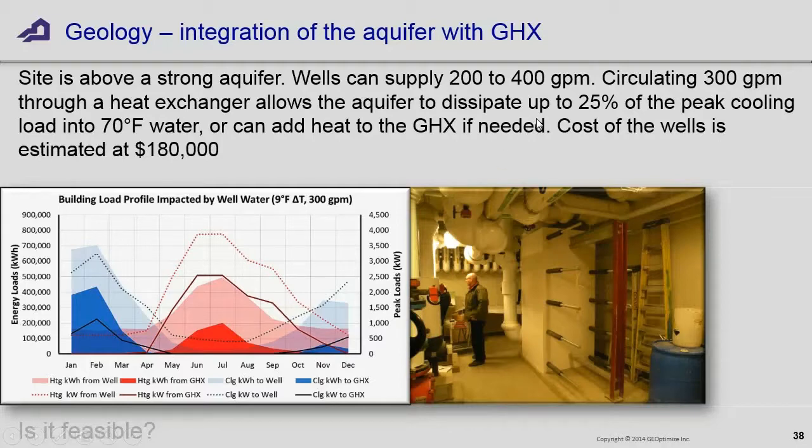To try and do it with just the wells would have required about 1,500 to 2,000 gallons a minute. So we're only supplying maybe 15, 20% of the capacity we need with the wells, but it can do an awful lot of the energy load because it can run 24/7. Cost of the wells about $180,000. It's still a lot more cost effective than trying to put a lot more pipe in the ground.